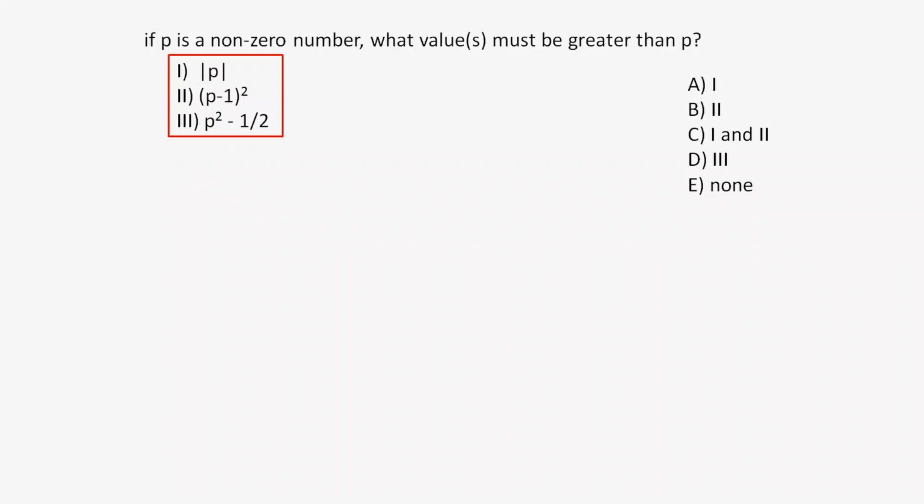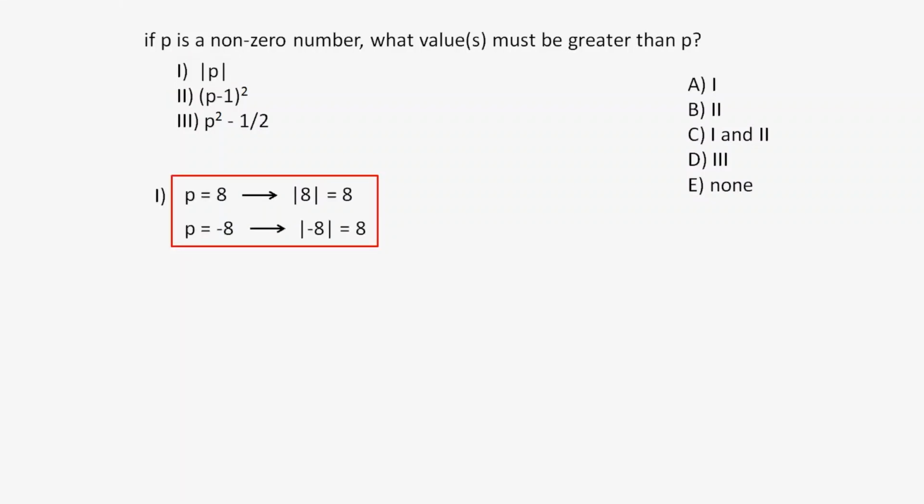The number or numbers we choose for p depends on the equation of the case itself. For instance, for case 1, we have the absolute value of p. As long as we test a positive number for p and a negative number for p, that will be a sufficient test. So if p equals 8, for instance, and p also equals negative 8, both cases result in a value of positive 8 because of the absolute value bars.